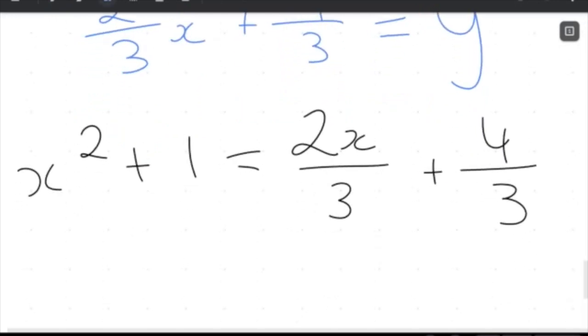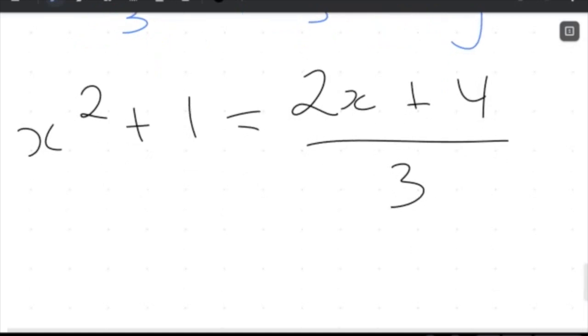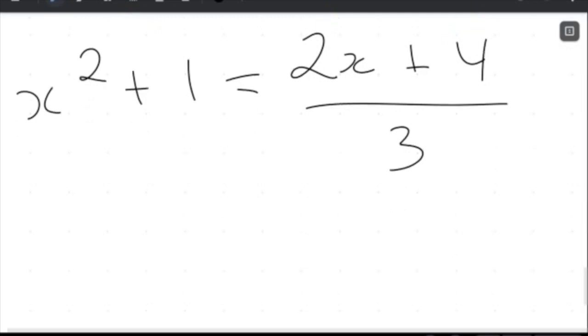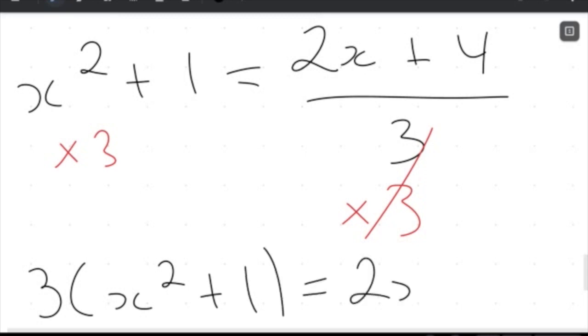And actually I can just write these on the right hand side as the same fraction. Okay, so now I want to start cleaning this all up, get this as a quadratic equation in general form. So everything on one side equaling 0 on the other. Now first thing I want to do is get rid of this dividing by 3 here. I want to kill off my fraction, and I'm going to times both sides by 3. So I'm going to get 3 outside of x squared plus 1 equals 2x plus 4.